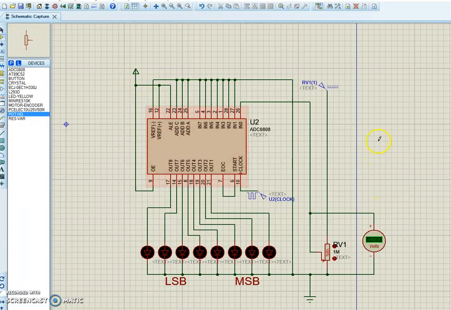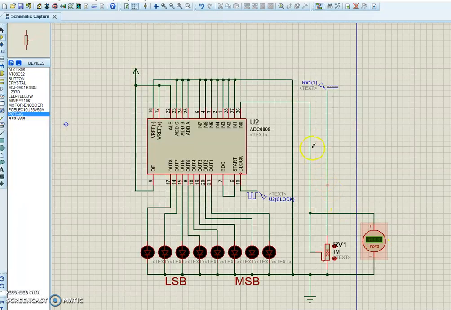Then I connect ADD A, ADD B and ADD C all to 0, or ground. ADD A, ADD B, ADD C are connected to ground. So this means that I'm using input 0 channel. This is the input I'm using, because I'm setting ADD A, ADD B, and ADD C as 0, connected to ground.